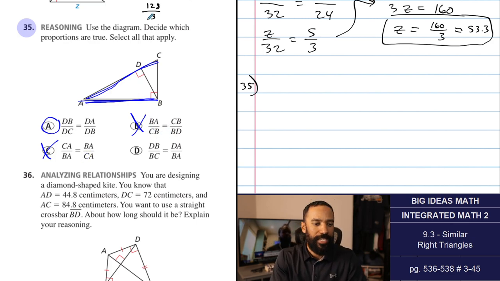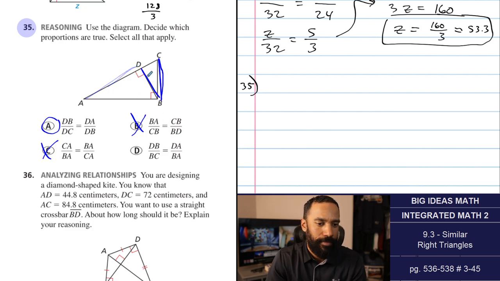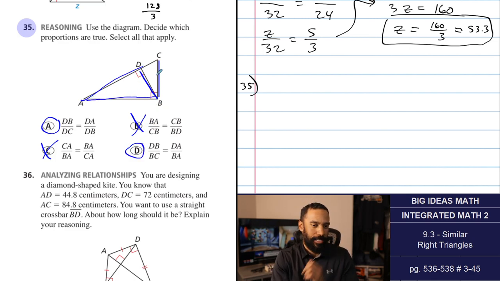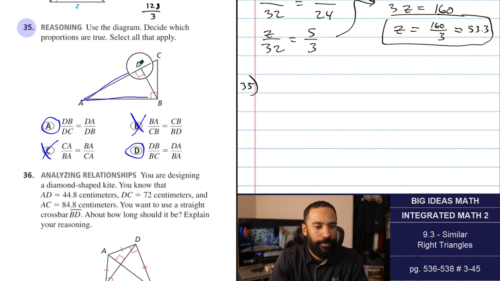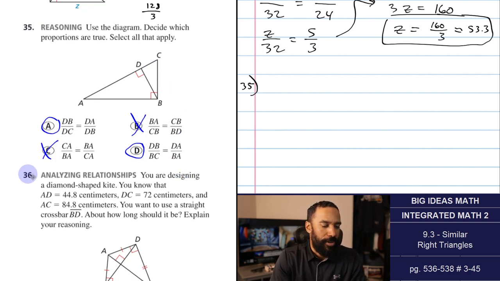All right, last one, DB. DB over BC, I could call this the short leg of the medium and the short leg of the big. DA is the short leg of the medium or the short leg of the big equals the long leg of the medium over the long leg of the big. Yes, that works. Okay. Love it. Okay, that's fine. That's number 35. Number 36.